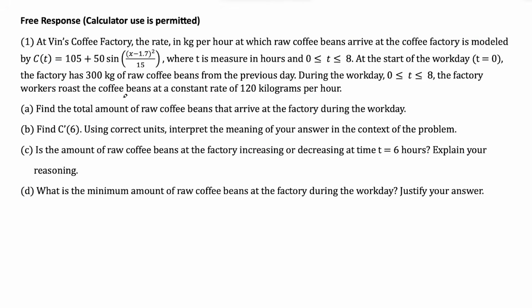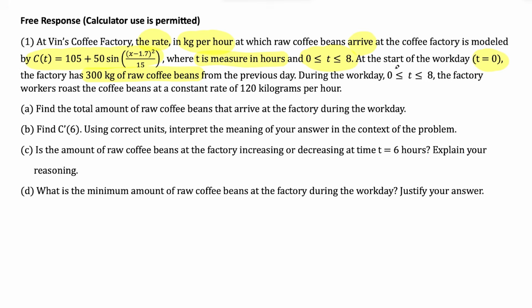So now we move on to the free response, and we could use a calculator for both of these free response questions. And first up, we have Vin's Coffee Factory. And at this factory, the rate, that's the $1 million phrase right there, in kilograms per hour at which raw coffee beans arrive is modeled by the function C of t. And t is measured in hours, and the hours of operation for the factory are between 0 and 8 hours. Then at the start of the workday, which is at t equals 0, the factory has 300 kilograms of raw coffee beans from the previous day.